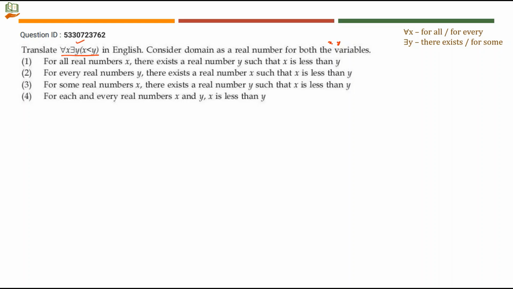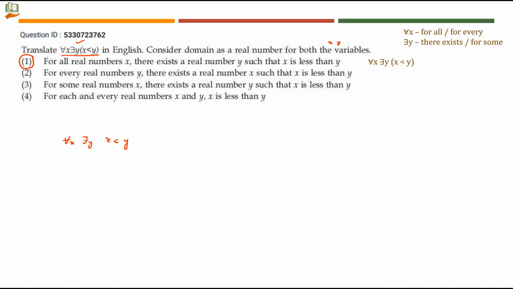For all real numbers X, so we know we have to use for all X. There exists a real number Y. We have to use existential quantifier such that X is less than Y. Now the expression should be X is less than Y. We have got this expression. Just check with the question expression. It is perfectly matching. So we can mark option 1 to be the right answer.